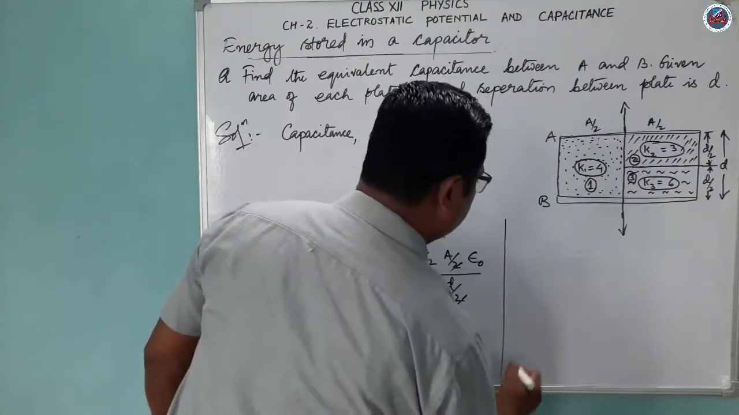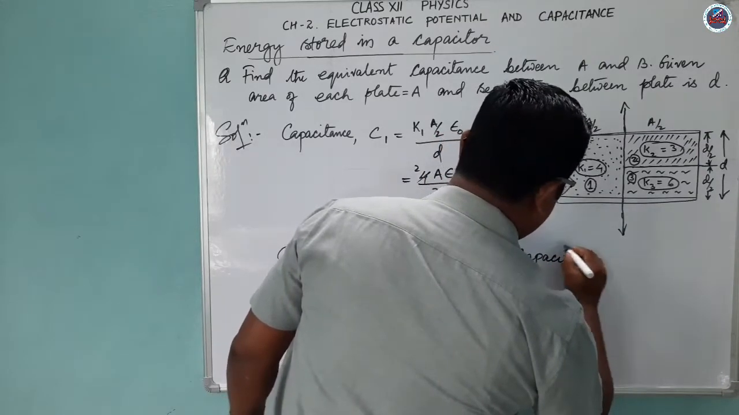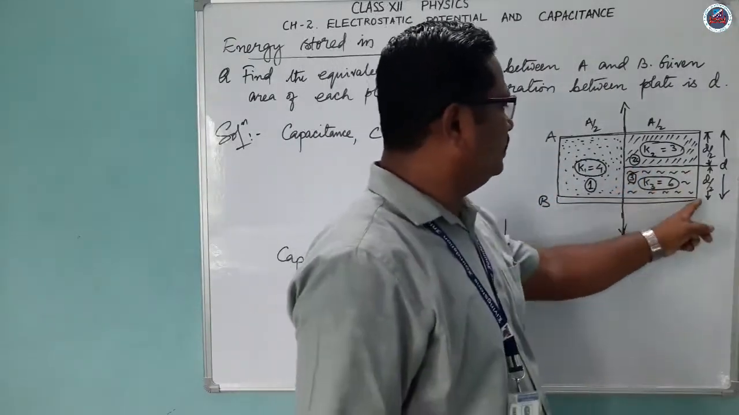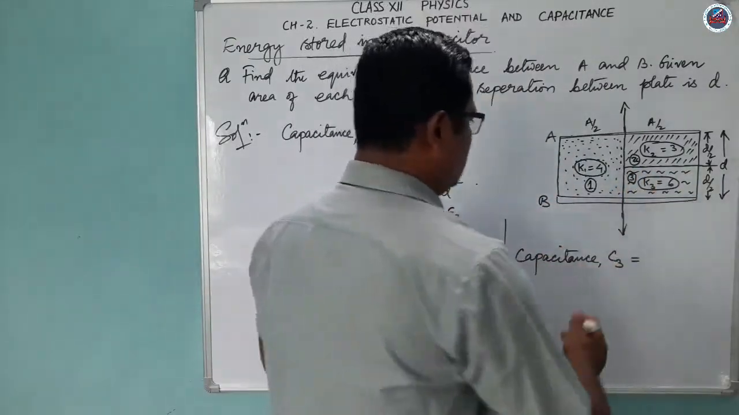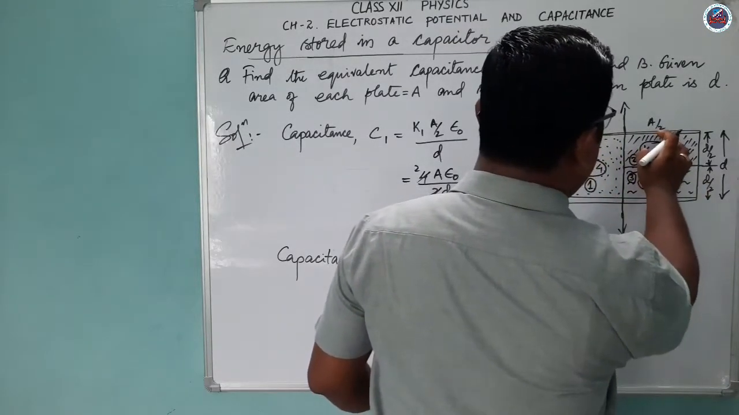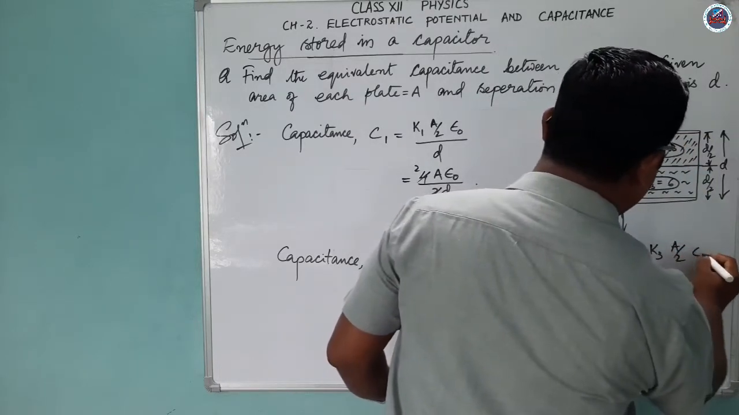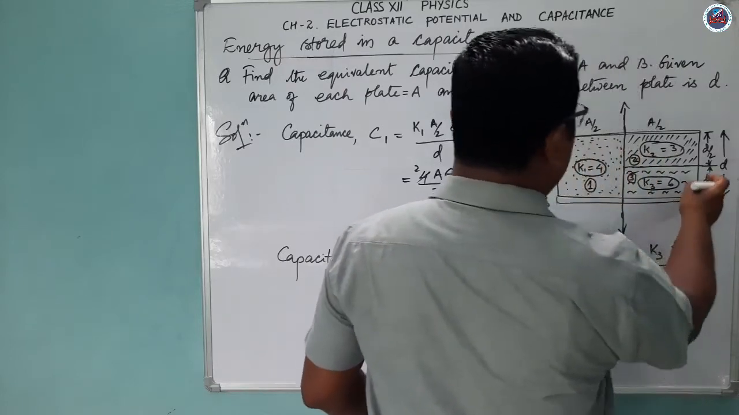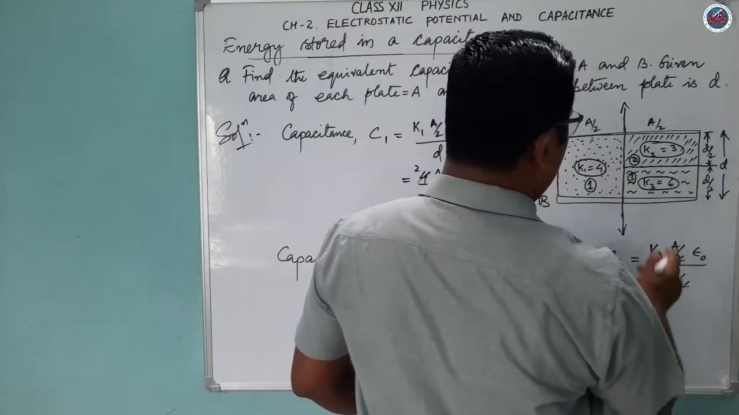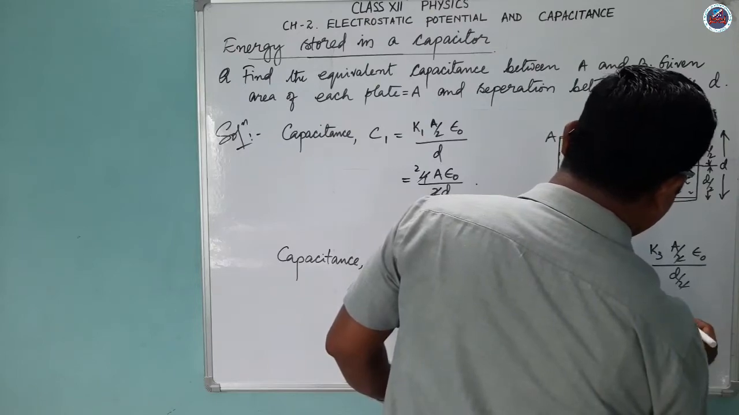Capacitance. C3 is equal to, in this third region, you can find out the capacitance. Here it will be K3. The area of the plate is A by 2, and epsilon naught divided by the distance of separation, here also it is D by 2. But K3 here is 6, and the 2 you can cancel out, so it will be 6A epsilon naught divided by D.